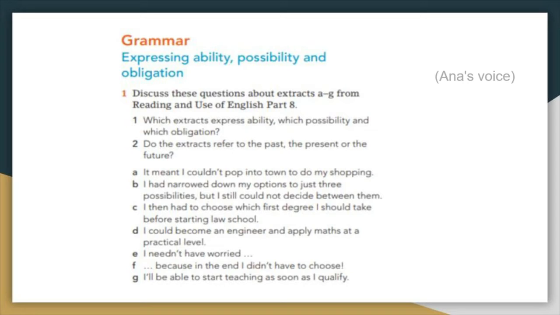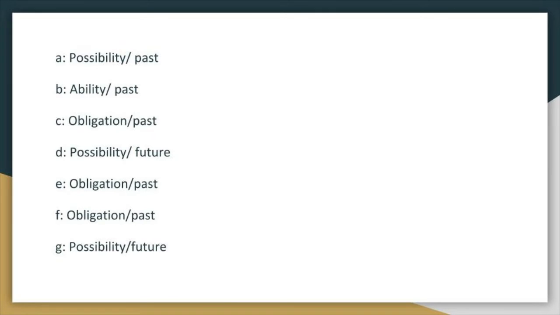So now in the next slide, I'm going to present you the answers. As you can see, the first represents possibility in the past. The second one represents an ability in the past as well. The third one represents an obligation in the past as well. But the fourth one, as you can see, represents a possibility but in the future. The following represents an obligation in the past, as well as the next one, and the last one represents a possibility in the future.